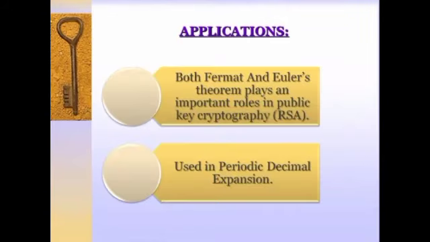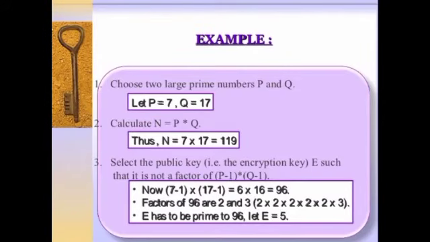Both Fermat and Euler theorems play an important role in public key cryptography or RSA, and are used in periodic decimal expansion. And here are some examples. So choose two large prime numbers p and q. Let p equal 7 and q equal 17. The next step is to calculate n equal to p times q. Thus, n is equal to 7 times 17, which is 119.